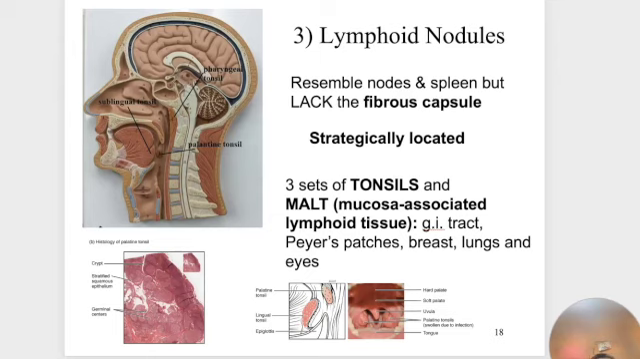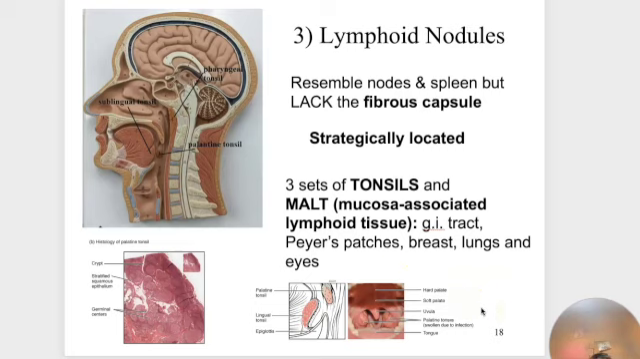Lymphoid nodules are dense clusters of lymphocytes located in the respiratory and digestive tracts, where things are routinely exposed to outside pathogens.